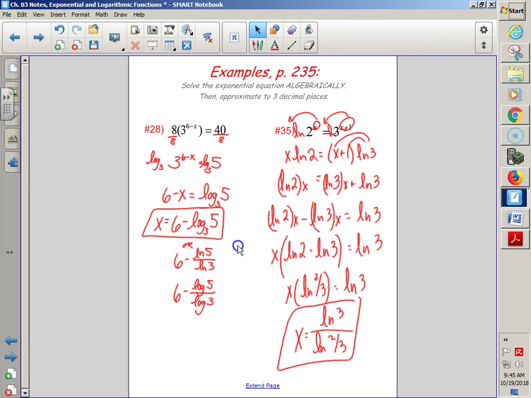Whew, that was messy. Not impossible, but it's a little messy.